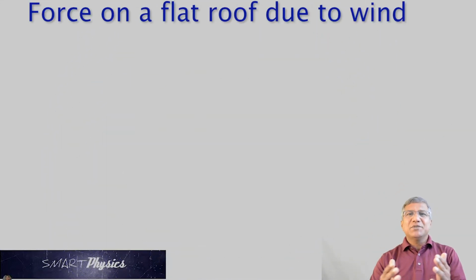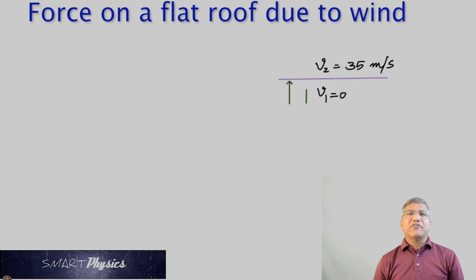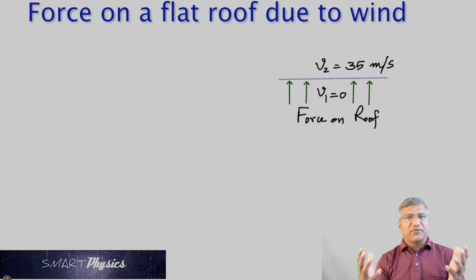Next up, let's use Bernoulli's principle to calculate the force acting on the roof of a house. We're considering a flat roof here, not curved, flat roof. And we also know that the air inside the home is technically not moving. So the velocity of the air inside the home is 0. And let's assume that due to fast winds flowing on top of the roof, the velocity is much higher. We're going to assume 35 meters per second. And using this, we can calculate the force on this flat roof.